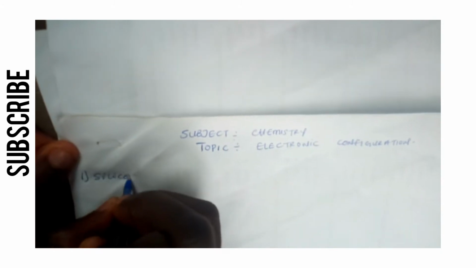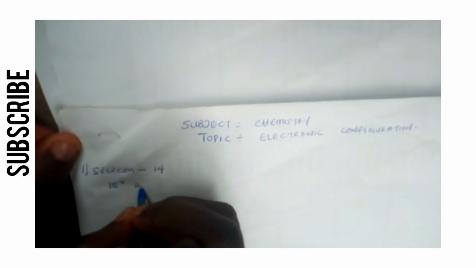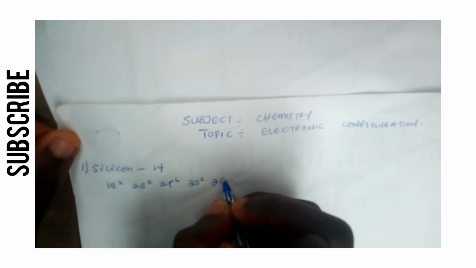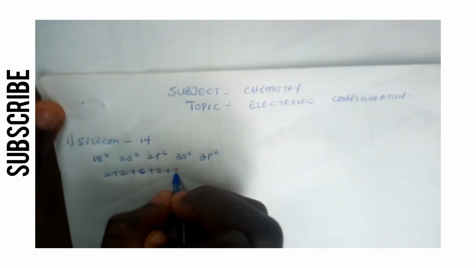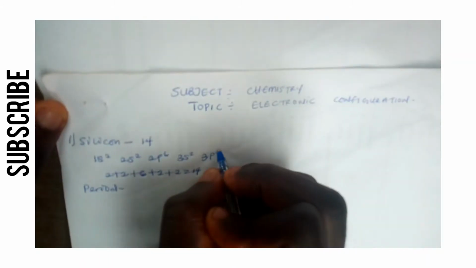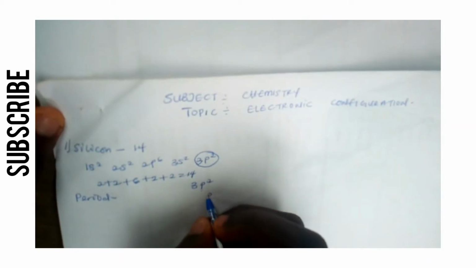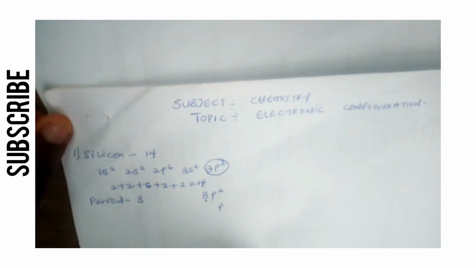Let's take the first example, silicon. Silicon has an atomic number of 14, therefore 1s2, 2s2, 2p6, 3s2, and 3p2, where 2 plus 2 plus 6 plus 2 plus 2 is equal to 14. Now, to get the period silicon belongs to in the periodic table, let's take a look at the last orbital here, 3p2. The alphabet here is P. The coefficient of the alphabet is 3. Therefore, silicon belongs to period 3 in the periodic table.